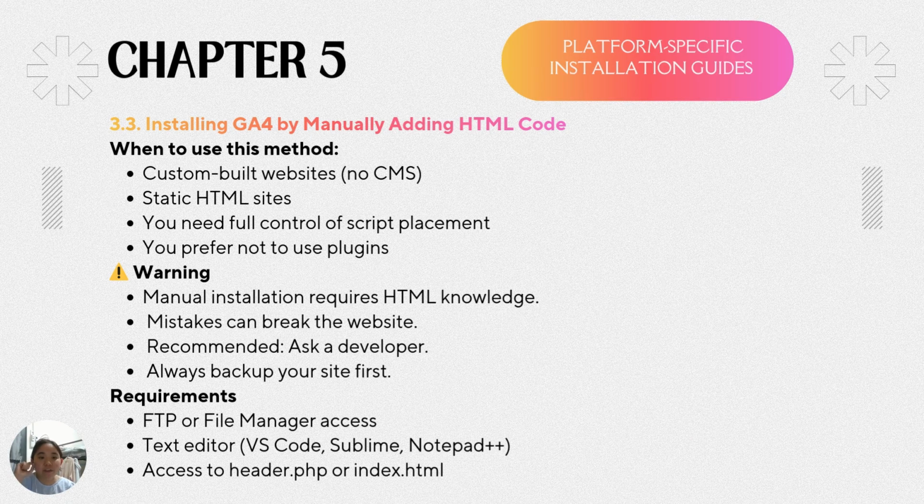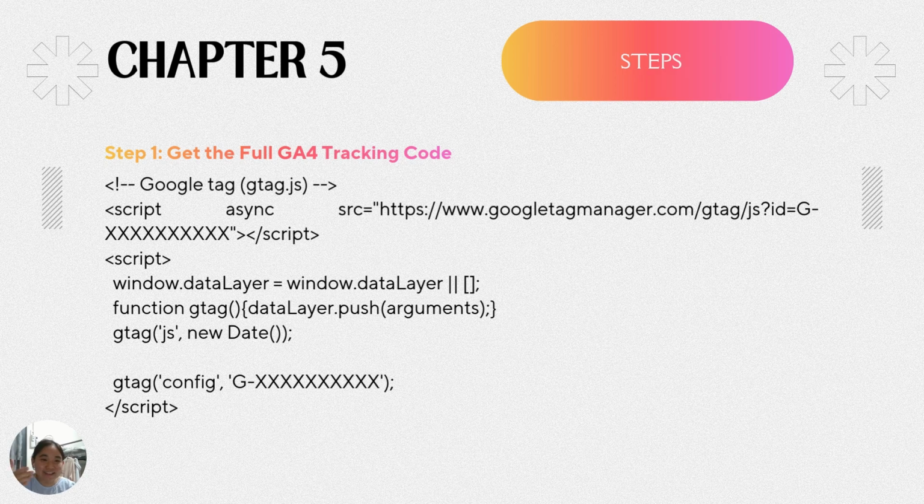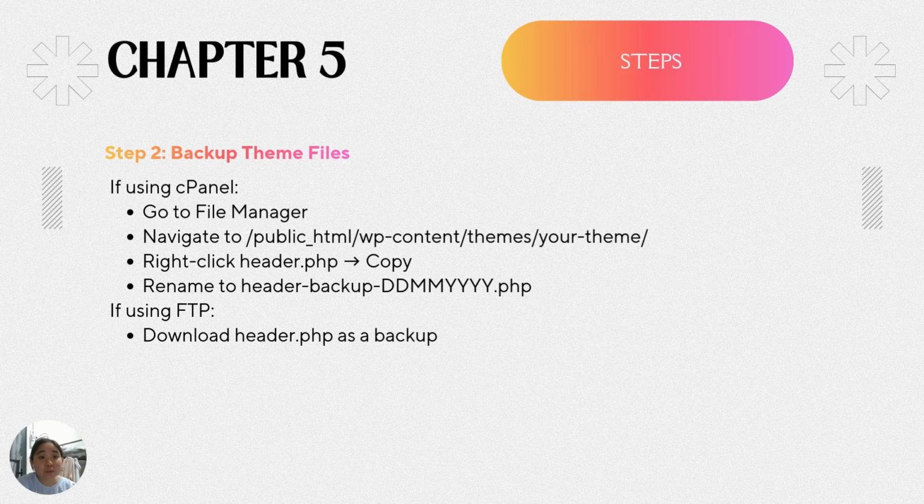Requirements for it: FTP or file management access, a text editor, and access to the header. Yes, this is the code. Step one is get the full GA4 tracking code, the code I show you on the screen. Step two, back up the theme file. If using cPanel, go to the file manager, navigate to it, and right-click header.php, copy it, rename it to header backup. And if using FTP, download the header.php as a backup.